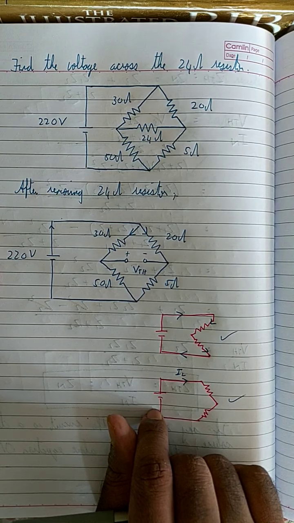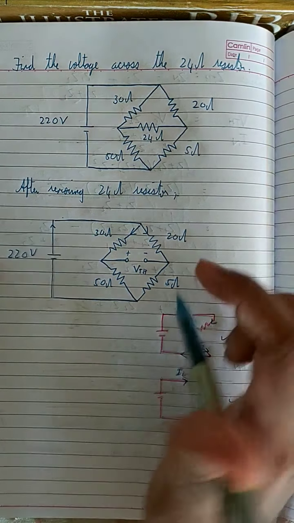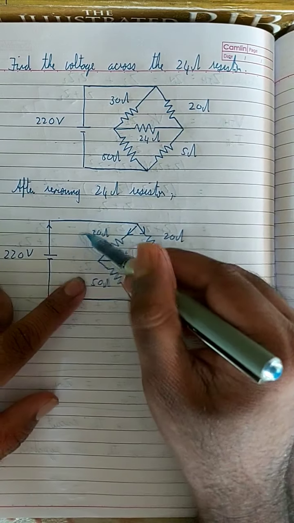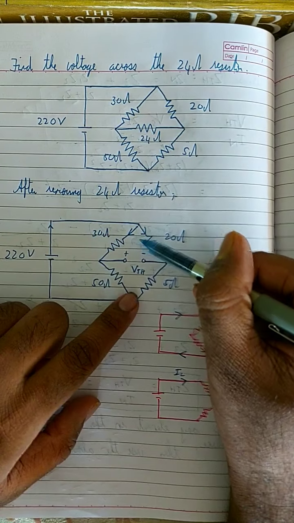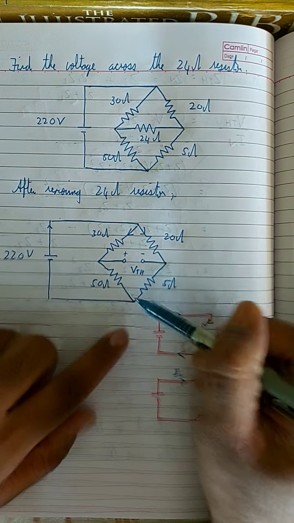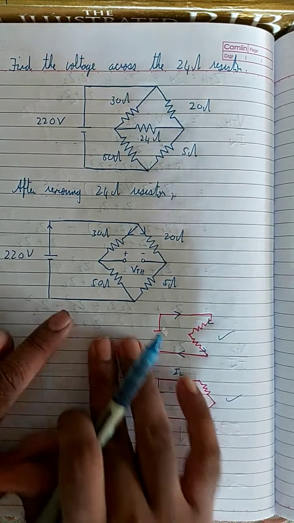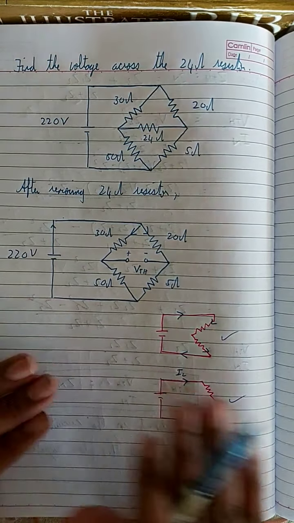If you are going to apply straightforward mesh analysis, then you have to apply a mesh analysis equation over here, and over here, and over here. So therefore, there are 1, 2, 3 equations. That is what will happen if you apply a straightforward mesh analysis.